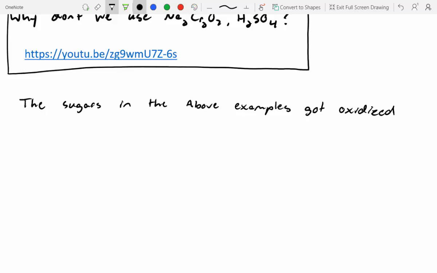So the aldehydes in particular, we said, get oxidized pretty easily to that carboxylic acid. Does that make the sugars a reducing agent or an oxidizing agent? Oh man, Chem 110 stuff, guys. If it's getting oxidized, it's a reducing agent, right? So these are called reducing sugars, meaning they get oxidized in that process, right?